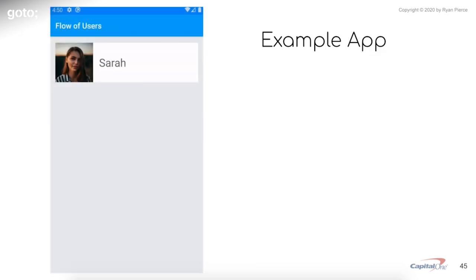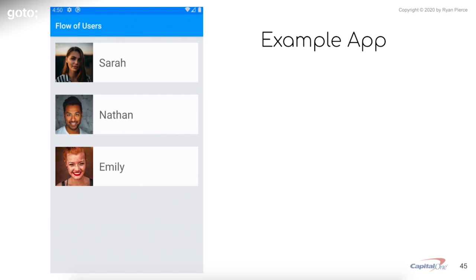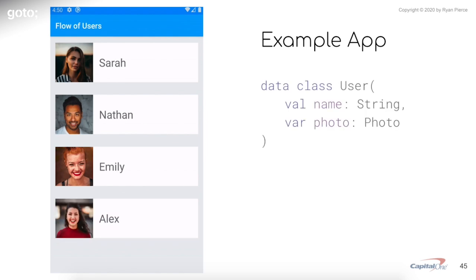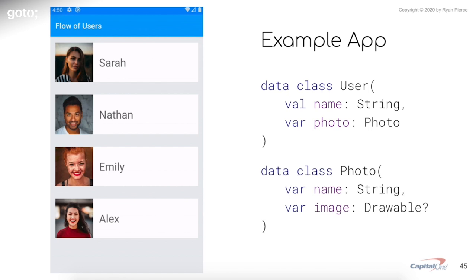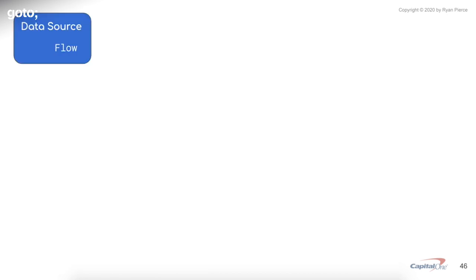So here's an example app. We have a stream of users populating a list view. So let's go into how I built this. First, let's go into the models. There's a user, which you can see a list of on the left. A user has a name and a photo. And a photo is something I created. It simply just has a name and a drawable image. And the idea here is that users and photos are associated by name. Now, normally you might do this with a UUID or a GUID, but in this case, I wanted to keep it simple. Users and photos share the same name.